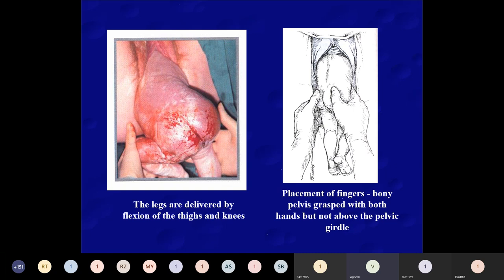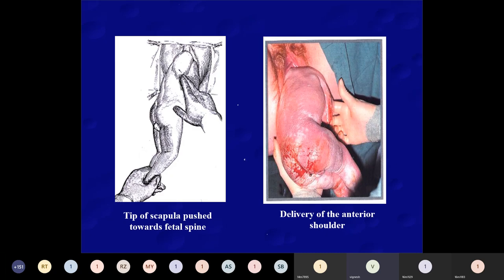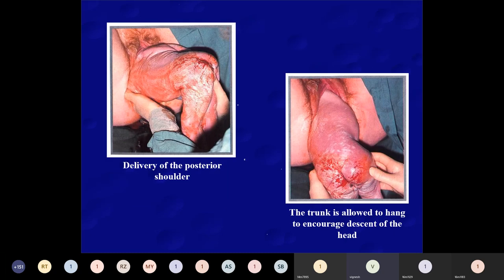Don't allow premature stimulation. That is very, very important. Otherwise, with premature tactile stimulation, the baby can take a premature breath. Then once the delivery is there, you have to deliver the anterior shoulder first, then deliver the posterior shoulder. The trunk is allowed to hang on its own and encourage the baby to descend on its own. Don't do any manipulations there.